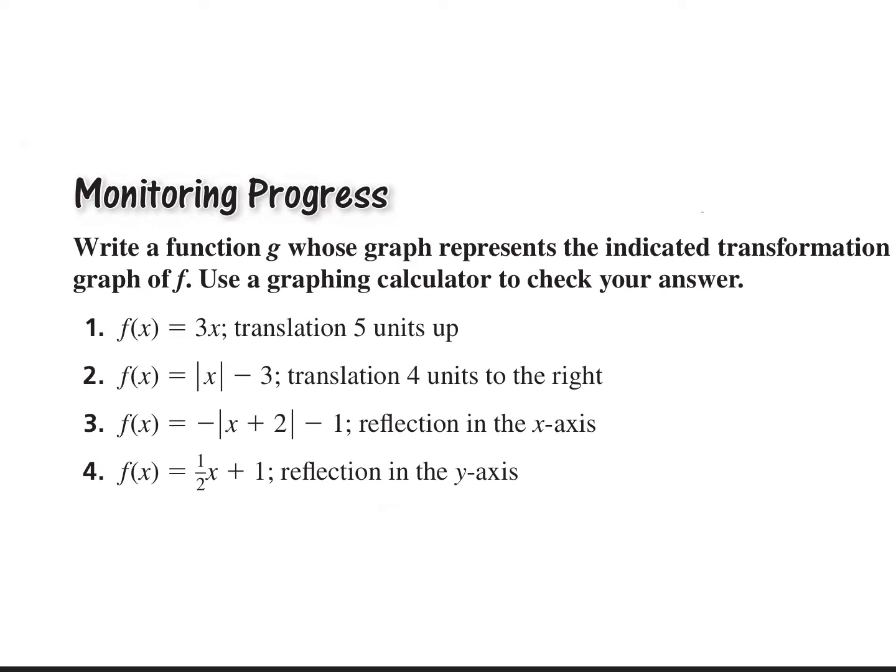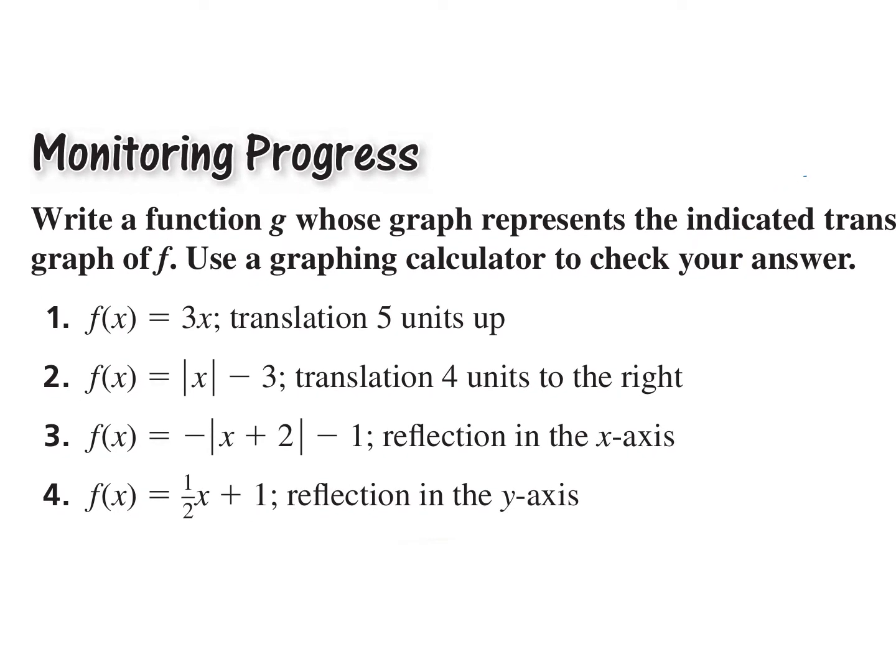On the bottom, we have 4 more examples where we're moving it left, right, up and down, and reflections. So for number 1, what happens when I have a translation 5 units up? Adding 5 on the inside or outside? Outside. So that 3x stays the same, and I just add 5 to the outside. So this would be my g of x. Can't simplify anything there, so that's it.